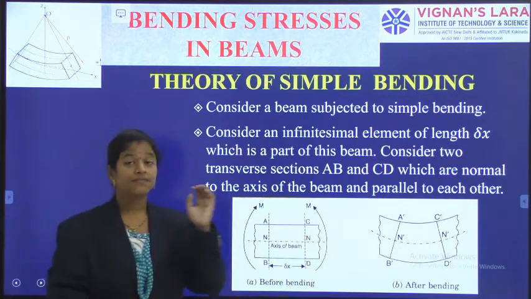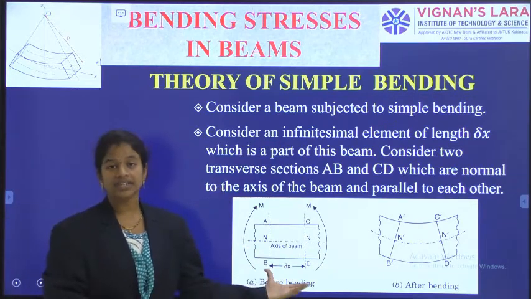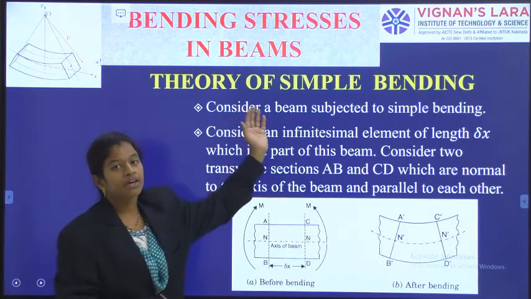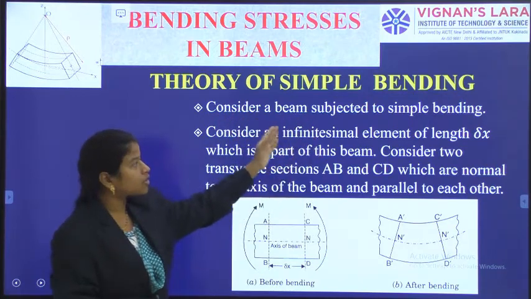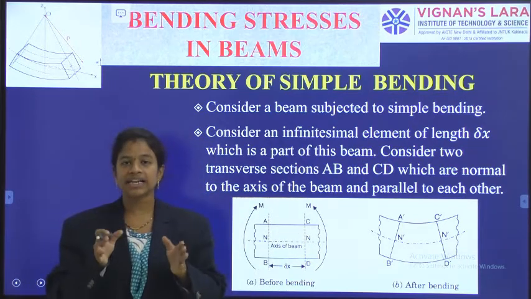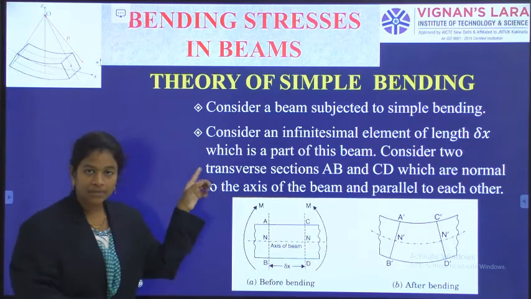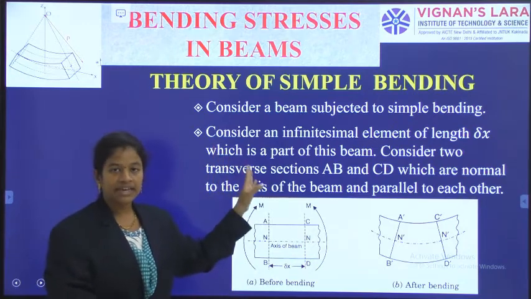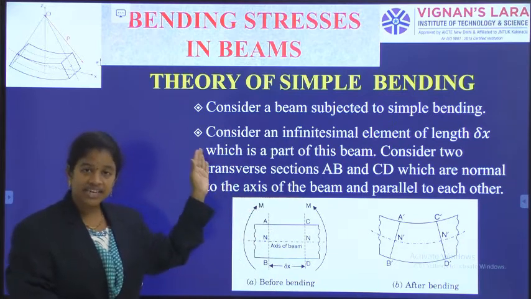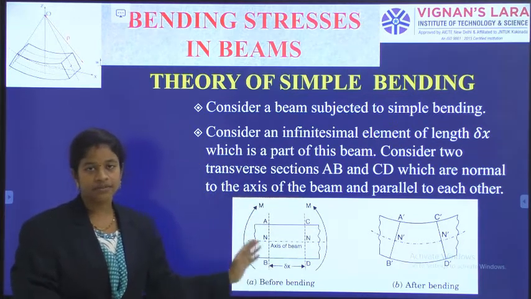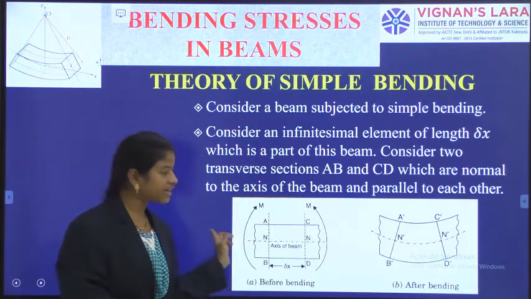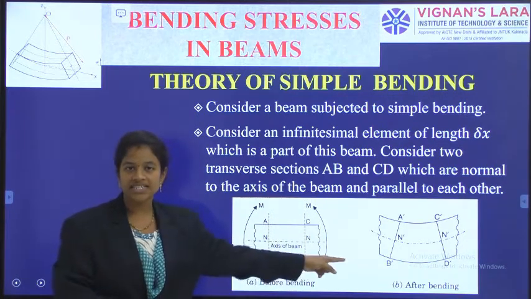The first thing for generating the expression is that I am taking a segment. I am considering a beam which is having pure bending or constant bending only. It will not have any shear force, purely bending action is there. In that beam I am taking a very small element of length delta x, in between the sections AB and CD. Those two sections are parallel to each other and normal to the axis of the beam.